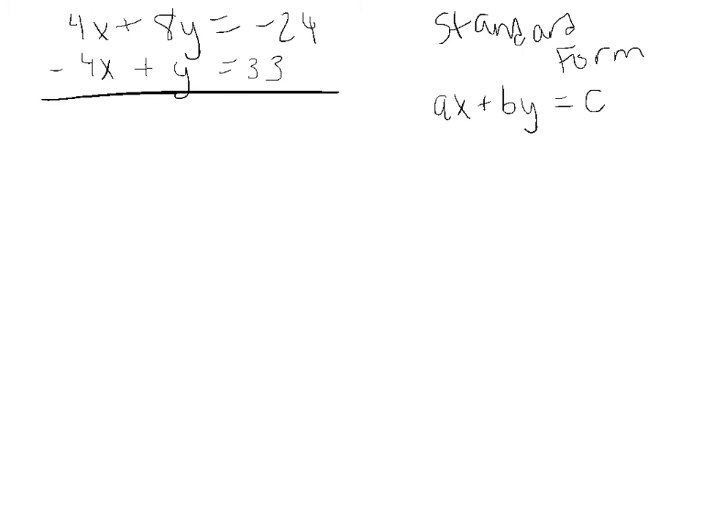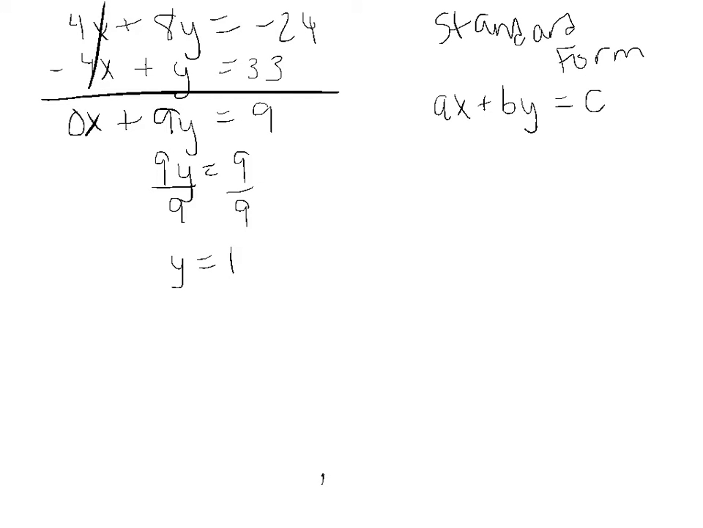What we're going to do here instead is try to add them together like we did with our money. So if we were to add these together, 4x minus 4x, that would cancel and make 0 x's. 8y plus 1 more y would make 9y. And on the other side, negative 24 plus 33 would make 9. Now 0 x's, I don't have any x's, so I can ignore those. I just have 9 y's that are going to equal 9. Solve for y, divide by 9, and I get y equals 1.